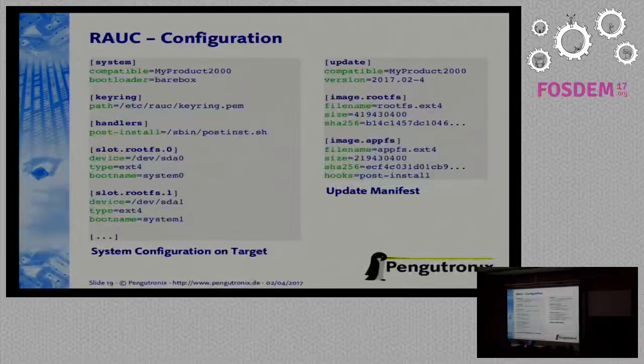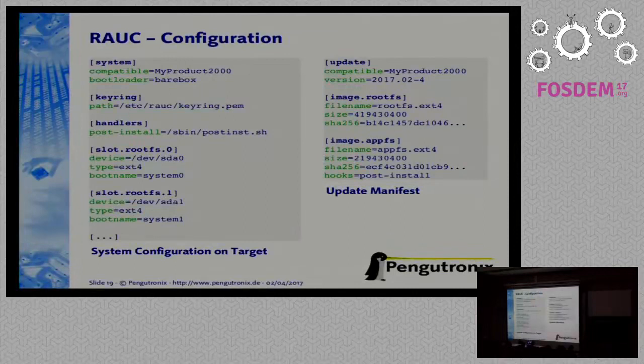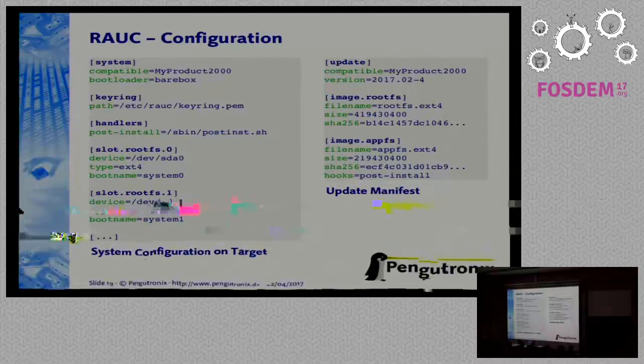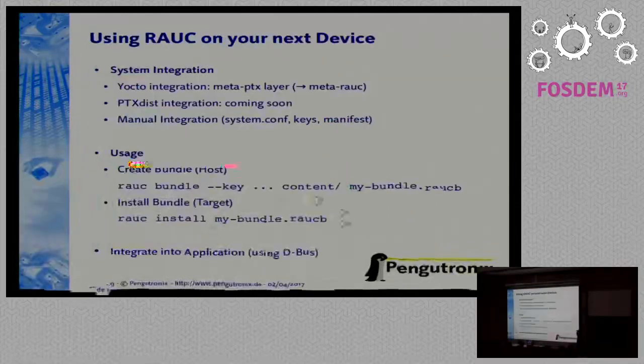Here's a sample configuration. This one is the system configuration. This is normally stored on the target's root file system. We have some basic information about the system, about the keyring, and here we define the slots that you may update. And then you have here the update manifest. You can see the compatible string that has to match between the target and the update itself, and the image description of those images you want to install. For example, this root file system image would be installed on one of these slots, depending on which is detected as currently inactive by RAUC.